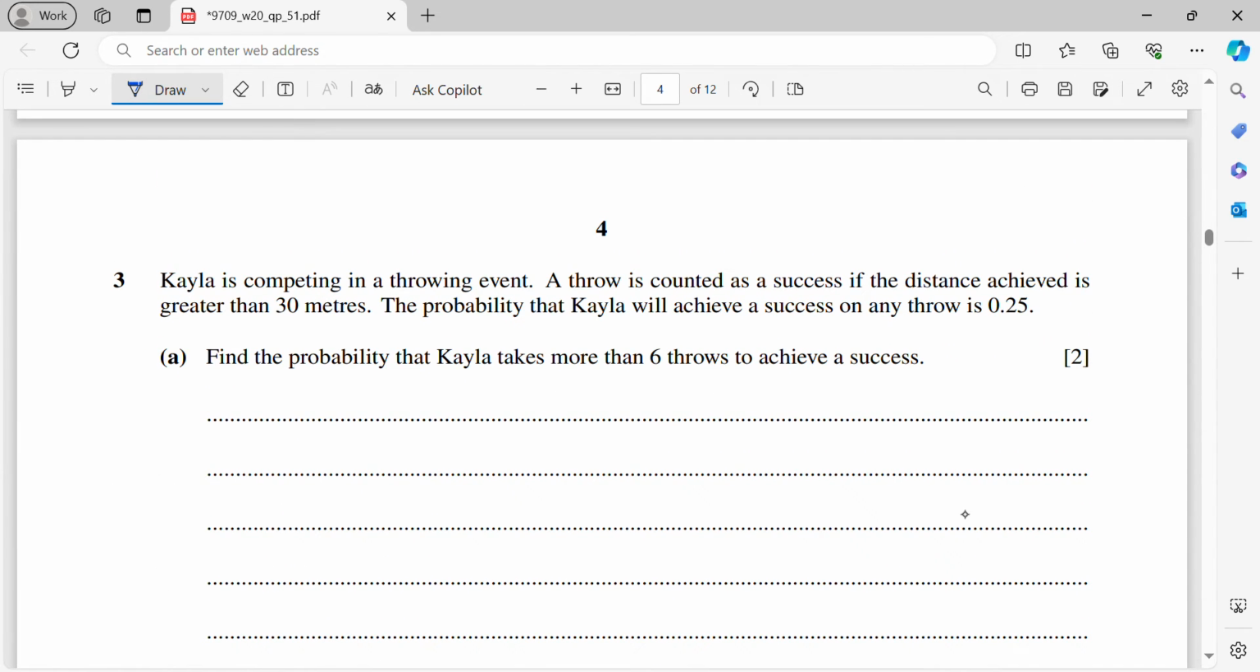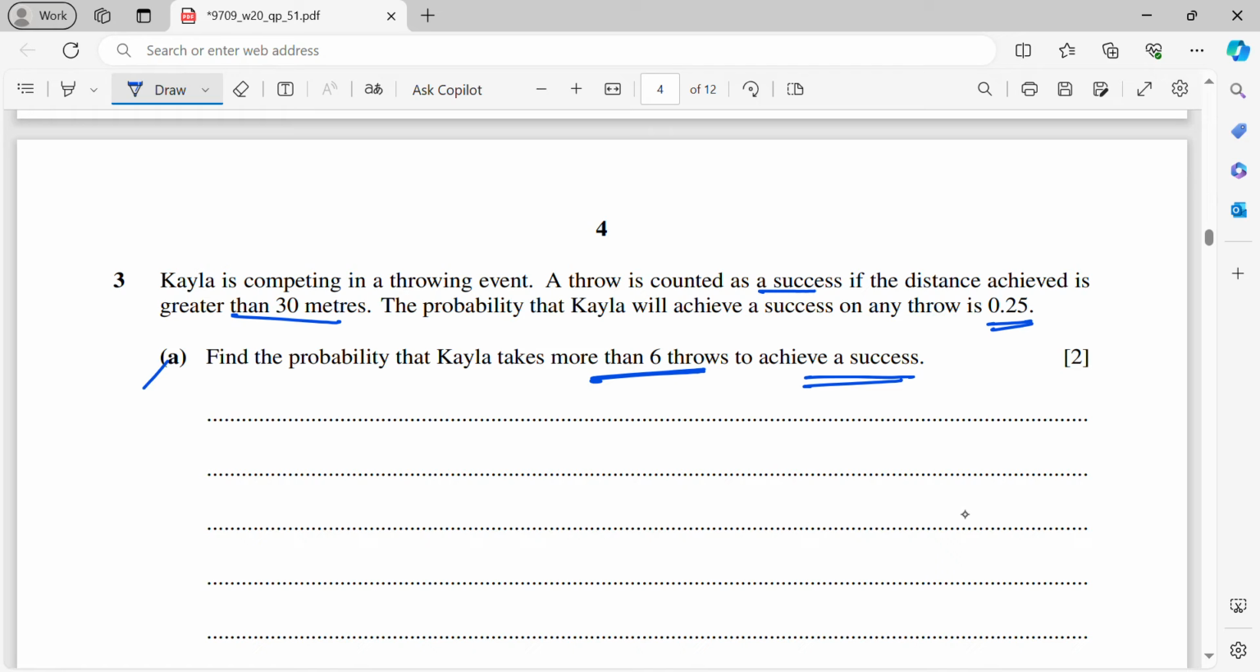Now, question number 3. Kayla is competing in a throwing event. A throw is counted as a success if the distance achieved is greater than 30 meters. The probability that Kayla will achieve a success on any throw is 0.25. Now A, find the probability that Kayla takes more than 6 throws to achieve a success.